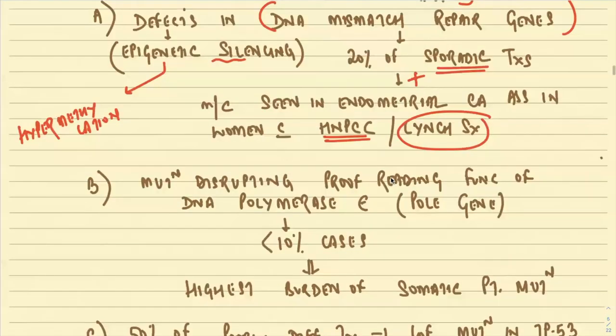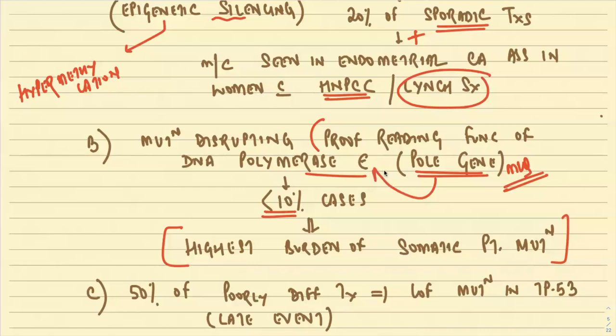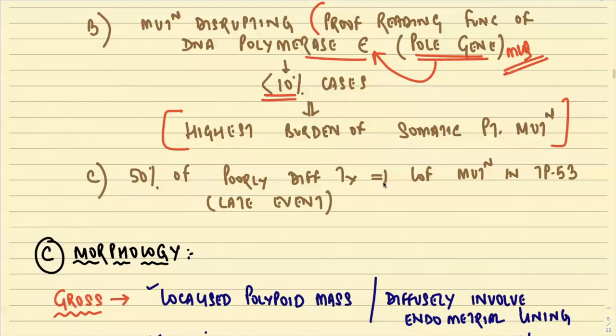The second type of genomic instability is mutations disrupting the proofreading function of DNA polymerase epsilon, that is, the mutations in the POLE gene that we have seen. In less than 10% of the cases they are present, and when present, they contribute to the highest burden of somatic point mutation. So which mutation is responsible for the highest burden of somatic point mutation? The answer is mutation in the POLE gene, which encodes the DNA polymerase epsilon enzyme. 50% of the poorly differentiated tumors have loss of function mutation involving TP53.